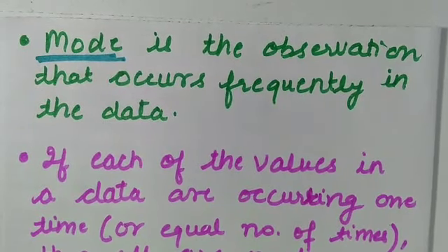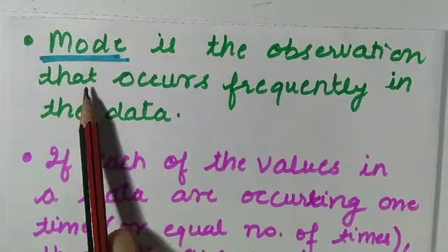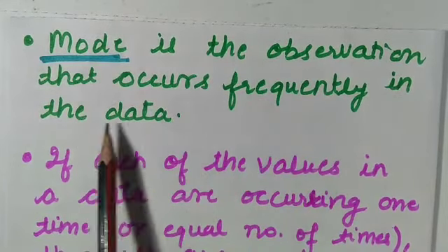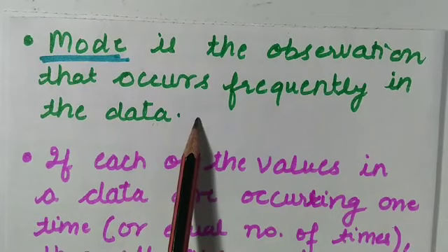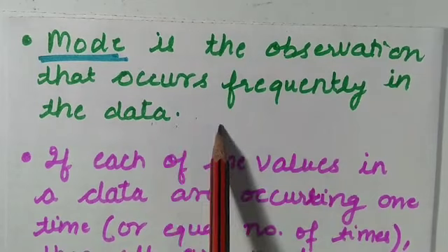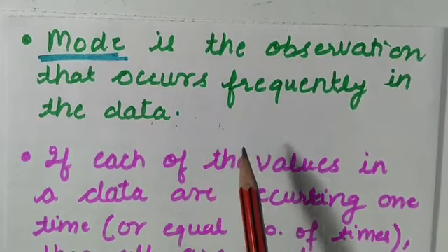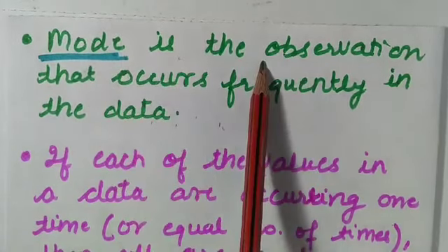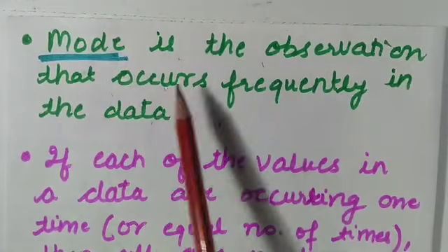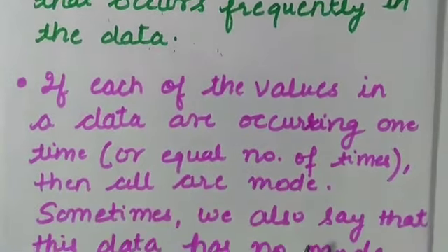After that we have learned about mode. Mode is the observation that occurs frequently in the data, or you can say the most occurring observation. The observation which is coming the maximum number of times is your mode. So mode is the observation that occurs frequently in the data.